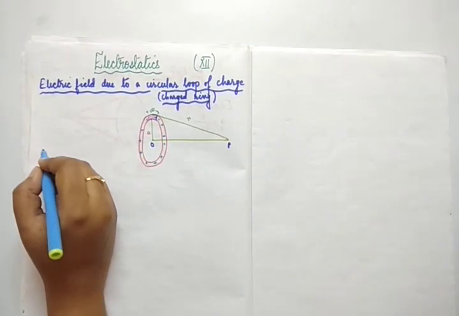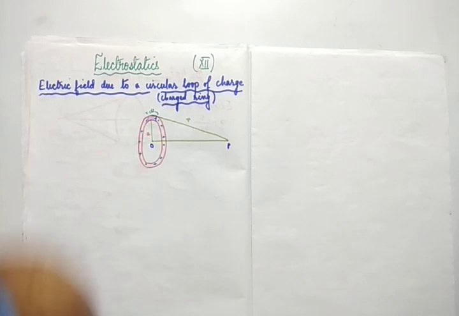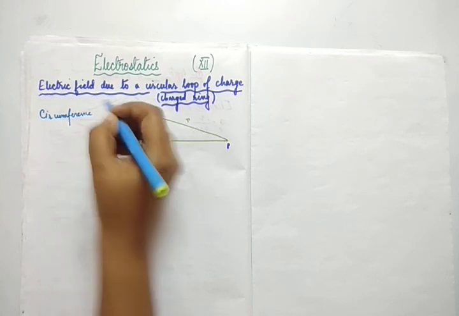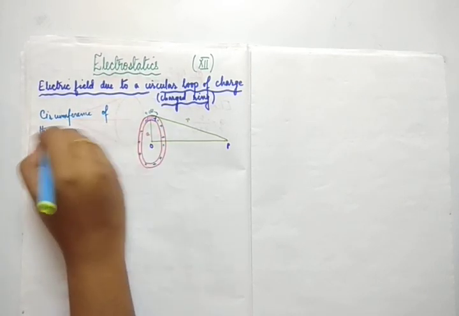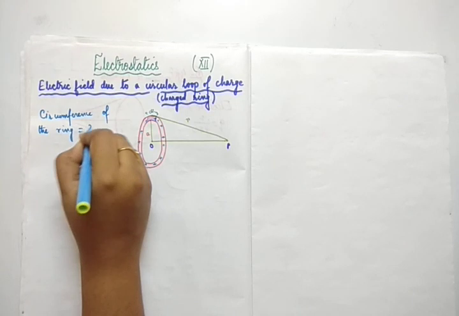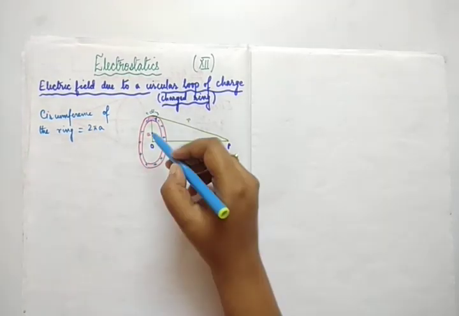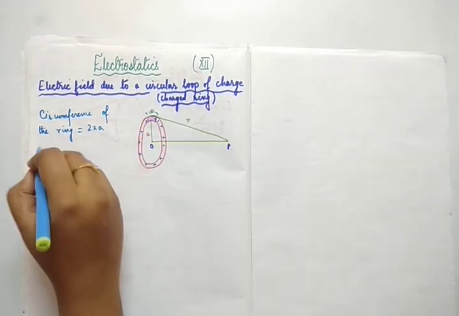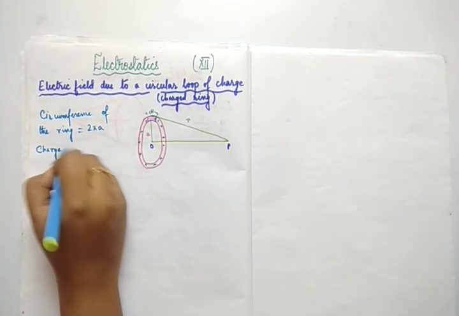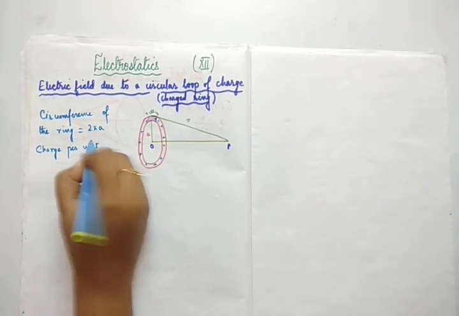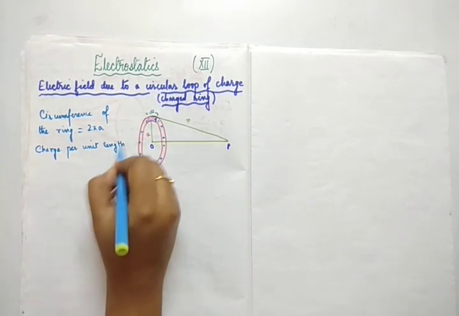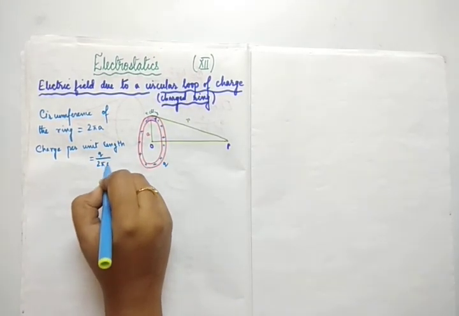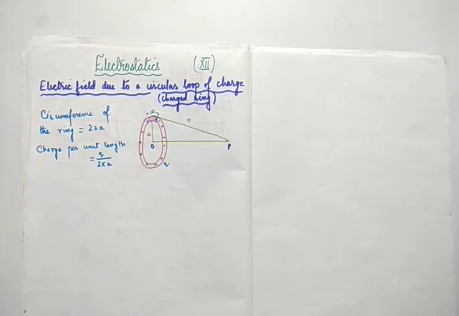First of all, let us see what the circumference of this distribution is. Since the radius is a, the circumference of the ring is 2 pi a, and if it consists of charge q, then q by 2 pi a is the charge per unit length.